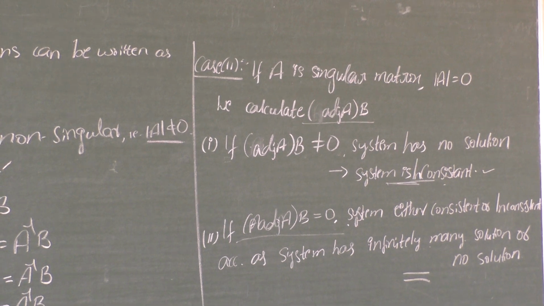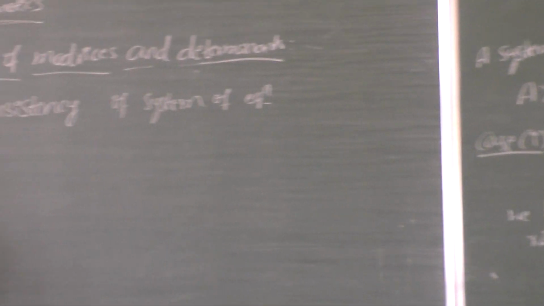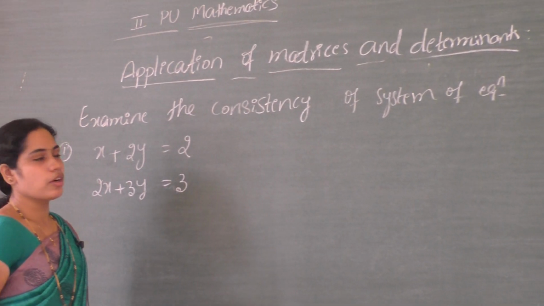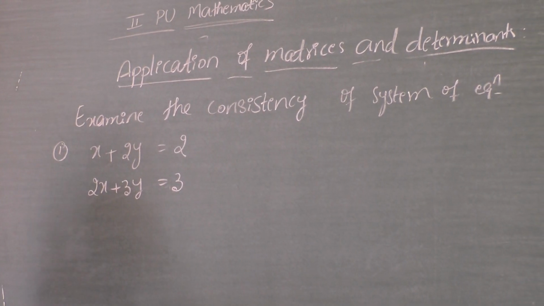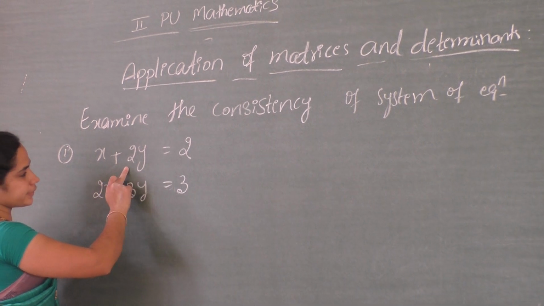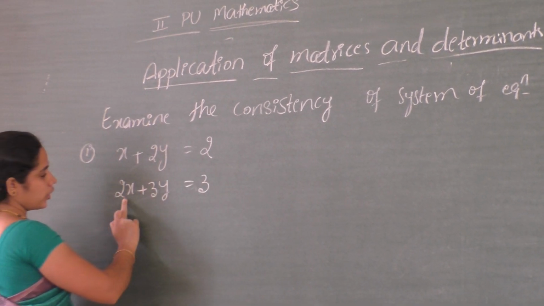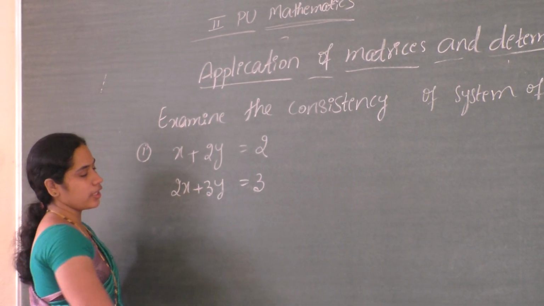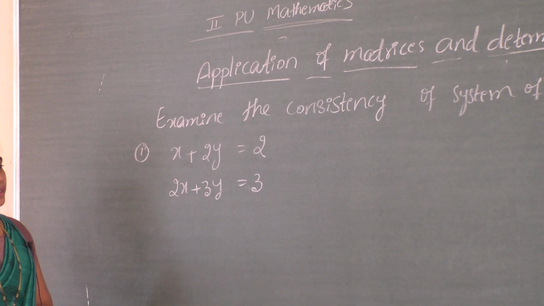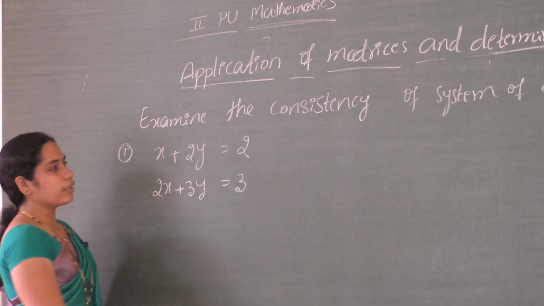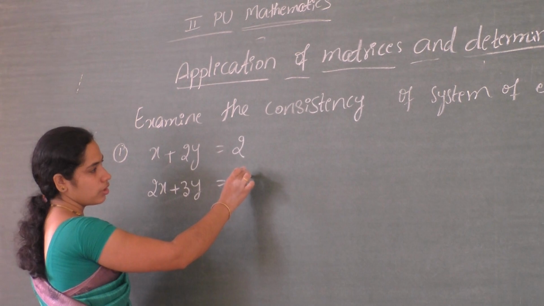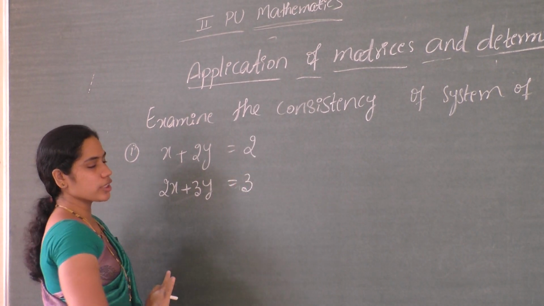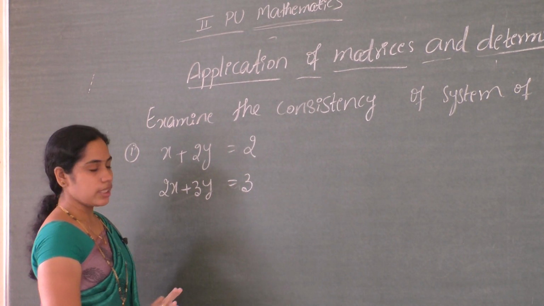Next problem. Examine the consistency of the system of equations. First problem: x plus 2y equal to 2, 2x plus 3y equal to 3. Examine the consistency. That means we need to find out whether a solution exists or not.